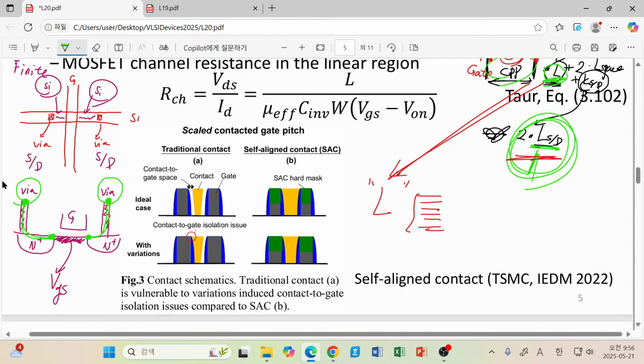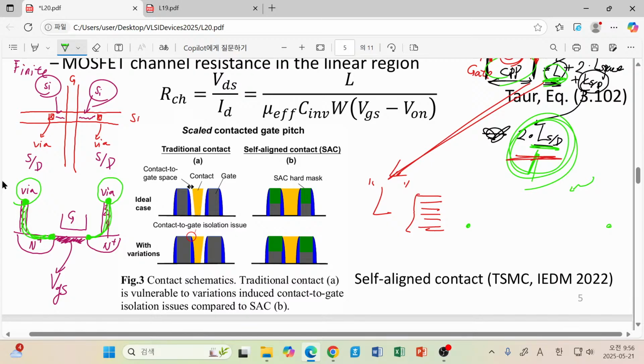But in reality, especially when we make a short channel device, this component and that component cannot be neglected at all. So think about this one. You have a small resistance, a large resistance, and a small resistance, and you measure the resistance of the entire system. Then what is the expected value? That is just determined by this large one, because they are serially connected, and the biggest one will contribute most.